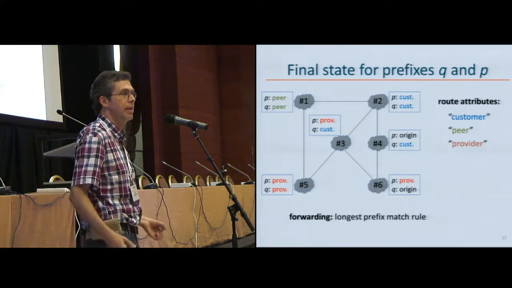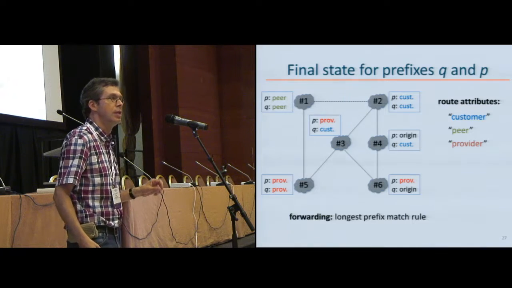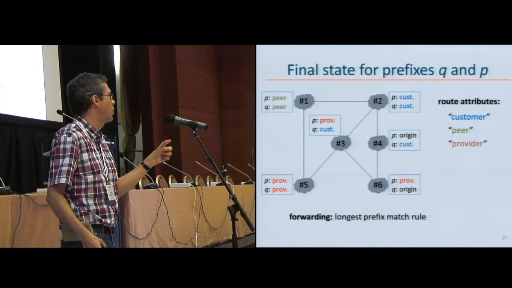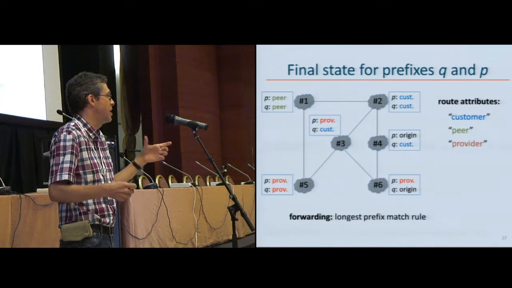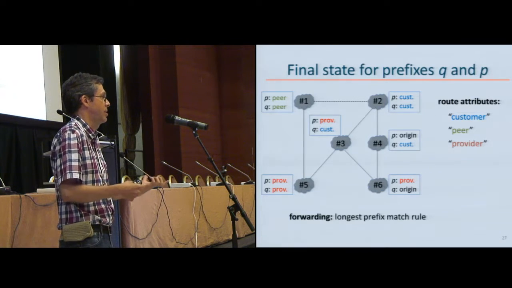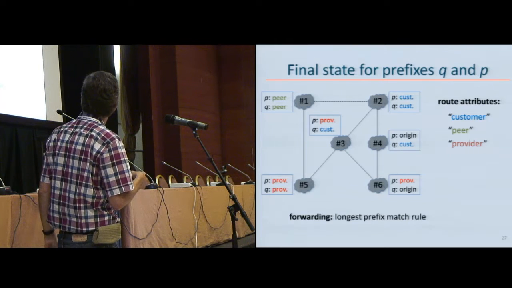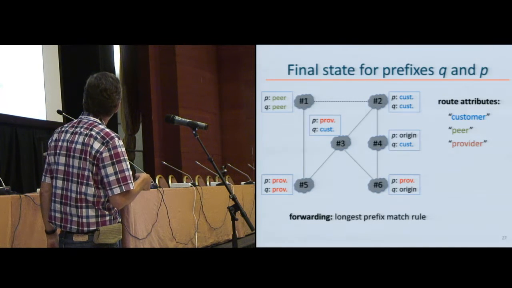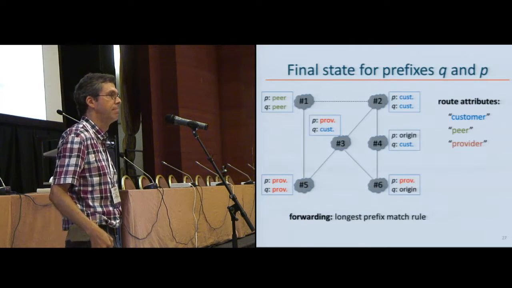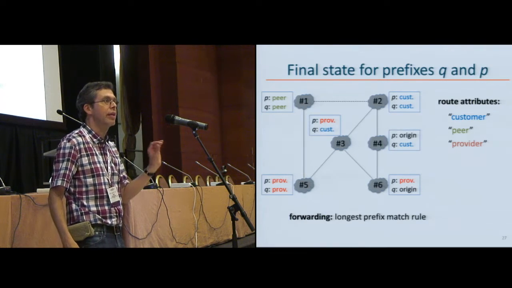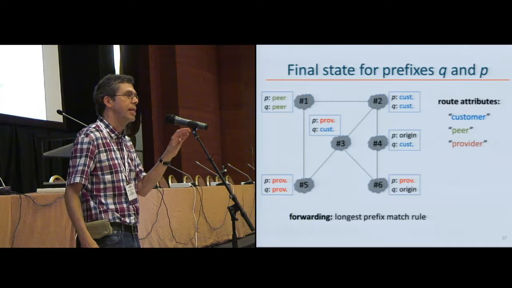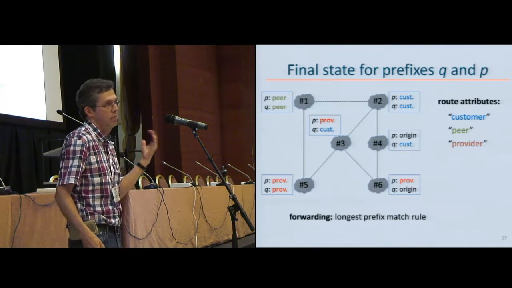Forwarding is dictated by the longest prefix match rule. So a data packet is forwarded along the most specific prefix that matches the destination address of the data packet. So a data packet arriving here to AS3 will be sent directly to AS4 because it matches this Q. Okay?